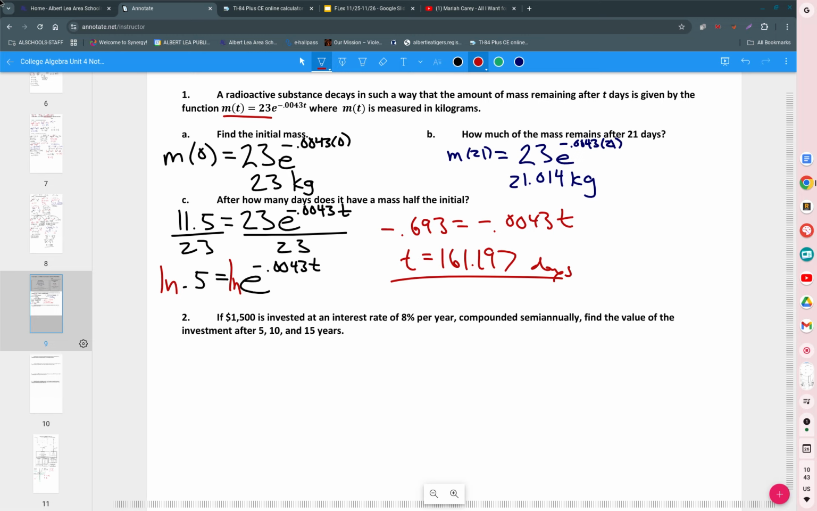That's the type of stuff that your college courses are going to want you to be able to apply and remember. So, in order to get rid of 23, we divide. In order to get rid of e, we natural log both sides, but we have the solution right there: 161.197 days. Let's flip to a different scenario.